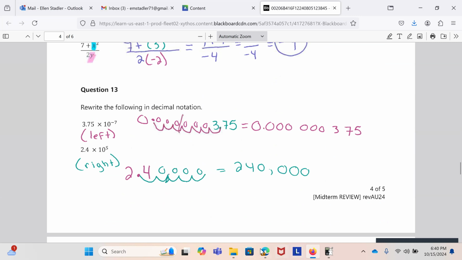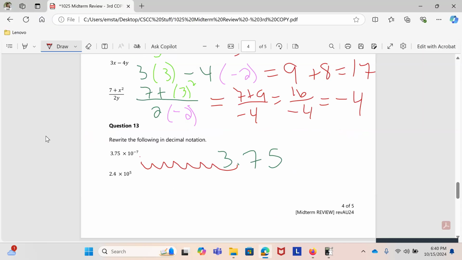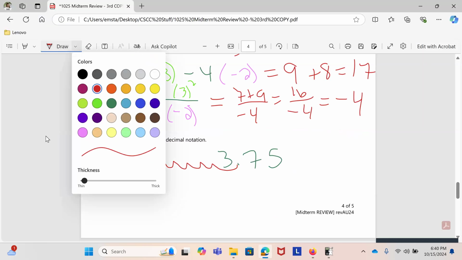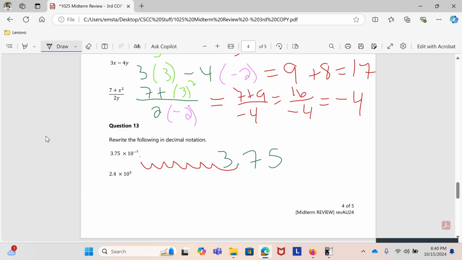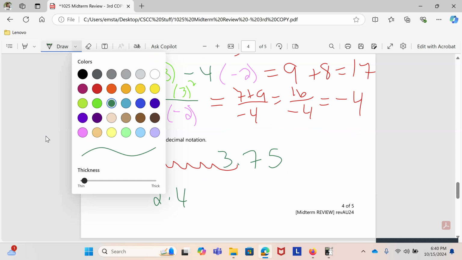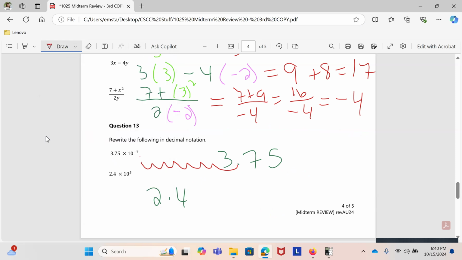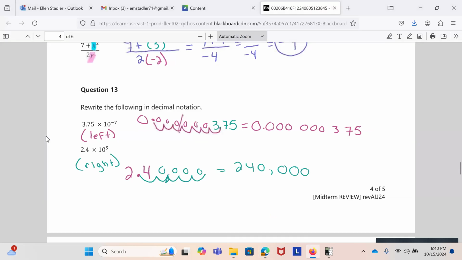So again, I'm going to come back to the blank one just because sometimes it's easier to watch what's been done rather than do it. So we had 2.4. And I know it's going to become a number I'd like to see in my paycheck. So I know I want to go to the right. 1, 2, 3, 4, 5. It's going to be 2, 4, and then 3 zeros. Which matches what we got here, 240,000. Positive powers are big numbers. Negative powers are small numbers.